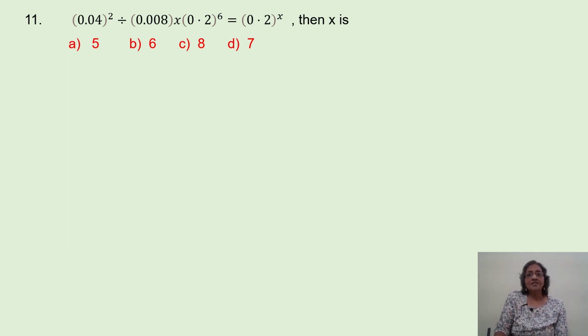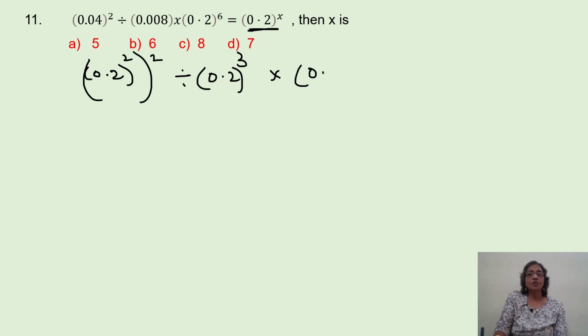If you look at your right hand side, the base is 0.2 raised to x. So let's get everything on our LHS to 0.2. This I can write as 0.2 the whole square, which is again a square, divided by 8 can be written as 0.2 whole bracket cube, and this is already in 0.2 raised to 6.